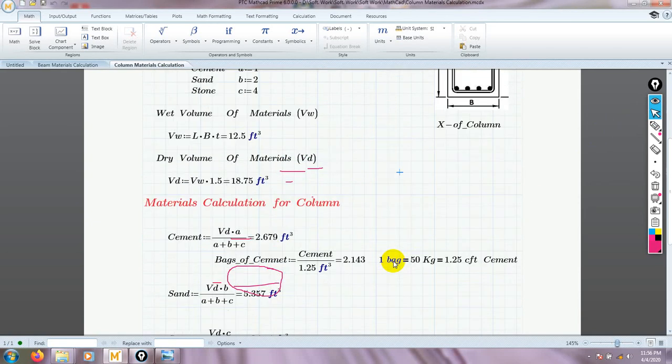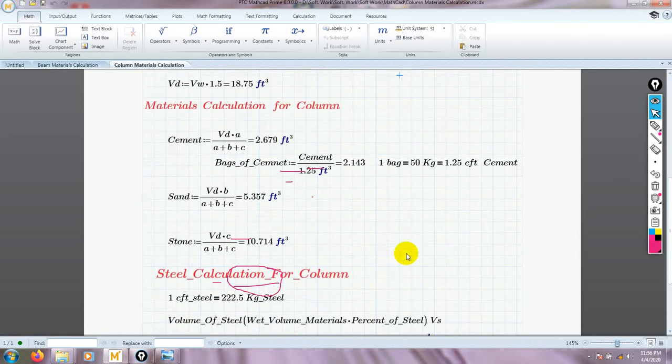And after that, we'll go for materials calculation. For materials calculation, we see that our quantity ratio of cement, sand and stone was 1:2:4. That is 1 for cement, 2 for sand, and 4 for stone or aggregate.